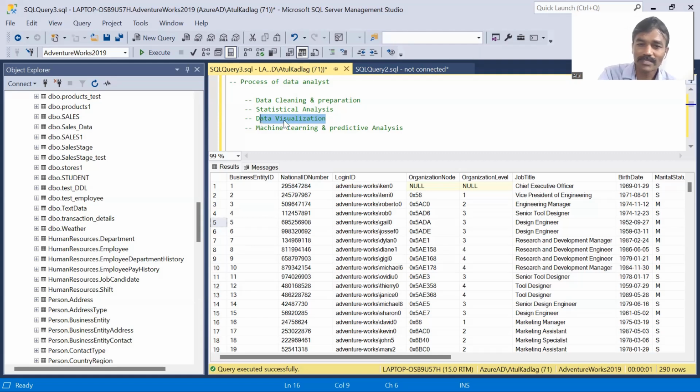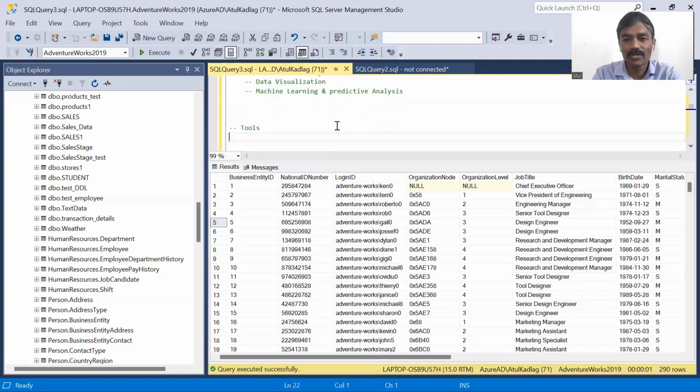And then there is machine learning and predictive analysis, which is more advanced, where based on the existing data, we use machine learning algorithms to do predictions for the next 6 months, 1 year, or 3 years. That kind of prediction we can do with this data analysis process.